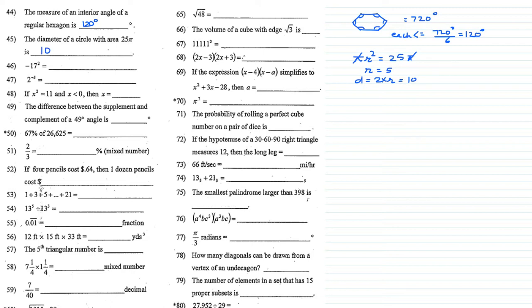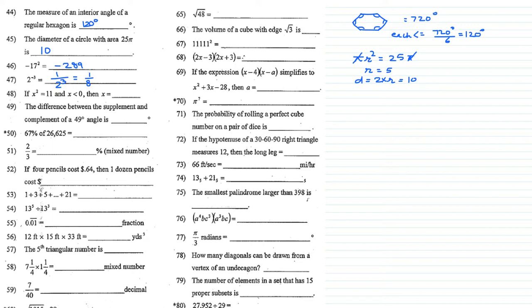Question 46, minus 17 square, that is simply minus 289. Question 47, 2 to the power minus 3. So this is nothing but 1 over 2 to the power 3. So that's equal to 1 over 8.